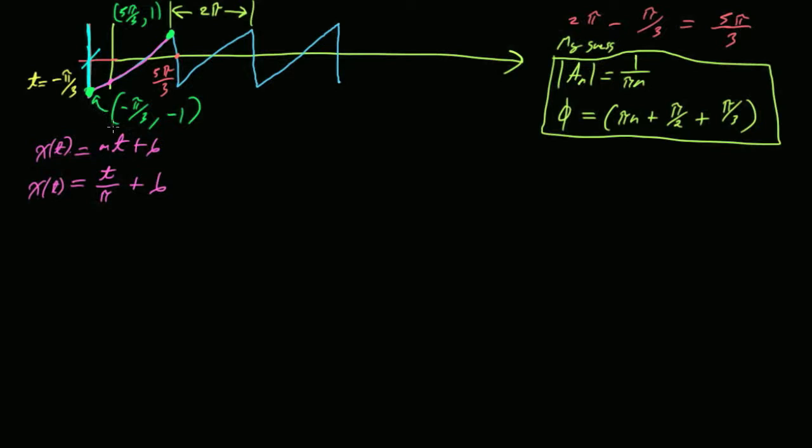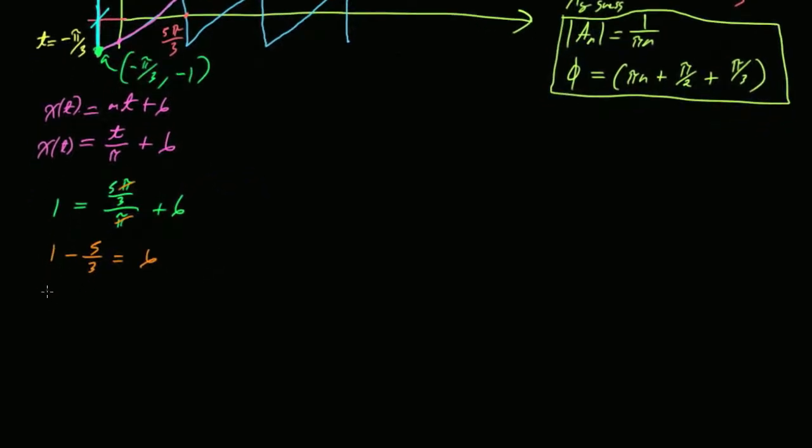5/3 pi? Okay, so let me work here on my scratch space. If you want to do that, it should be 1 equals 5 pi over 3, that's my value of t, divided by pi plus b. See what I've done? I've just taken this equation and substituted in one of the points that I know. 5/3 pi is my value of t, and 1 is my value of x of t. Now the only thing left to solve for is b.